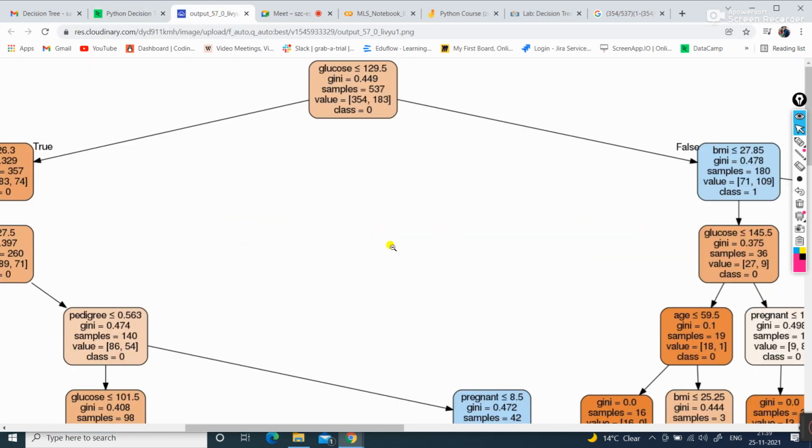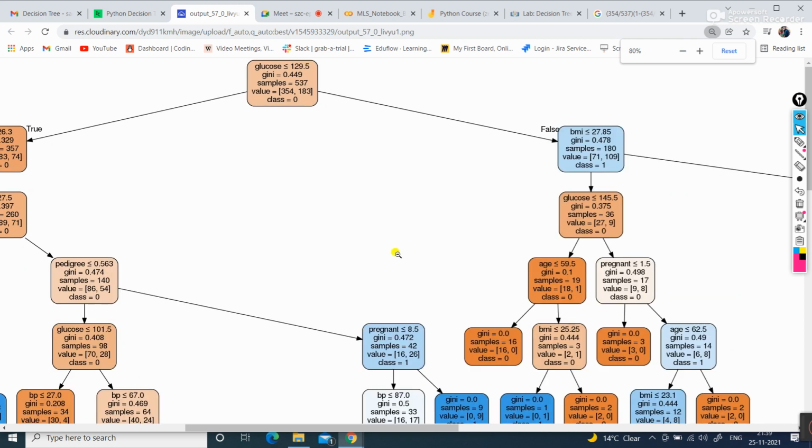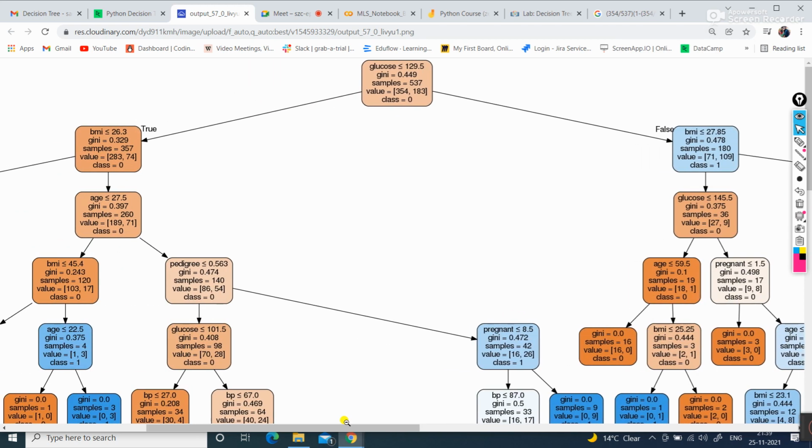So now on the basis of these 354, 183 values, they are going to divide again. Can you see BMI and this BMI? So this is again the same.